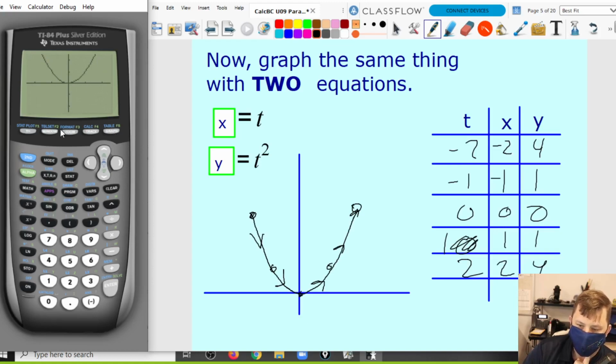Okay, that was super quick. Actually, I'm going to zoom. I have to zoom standard. I've been zoomed in way too much.